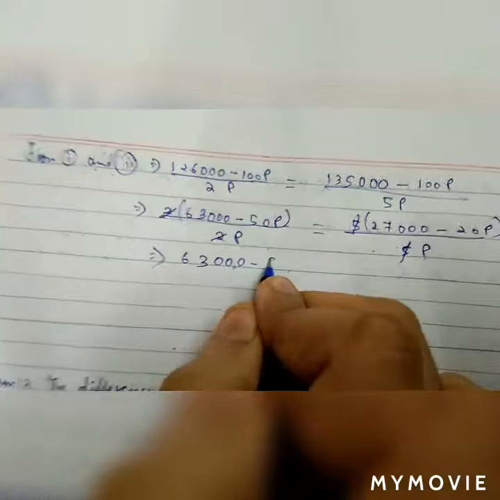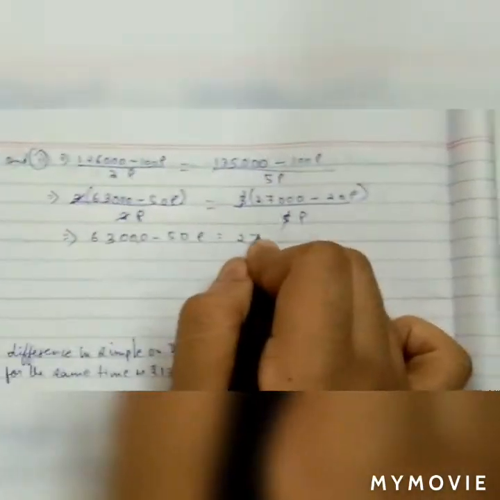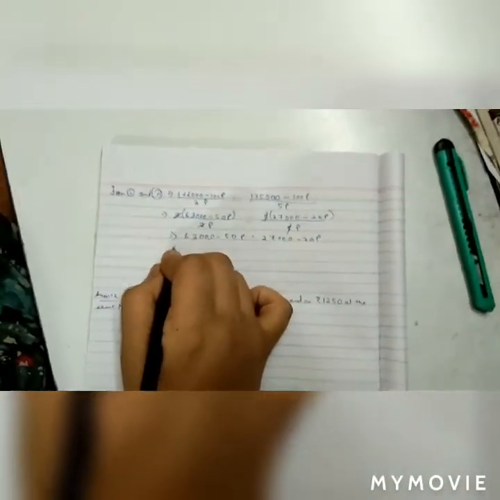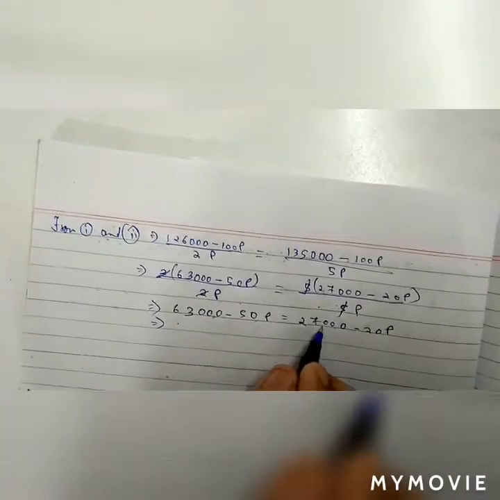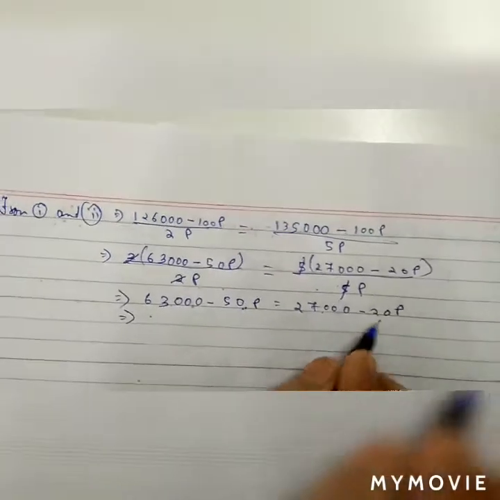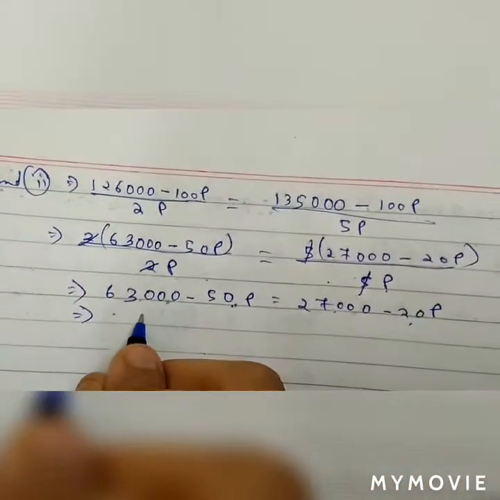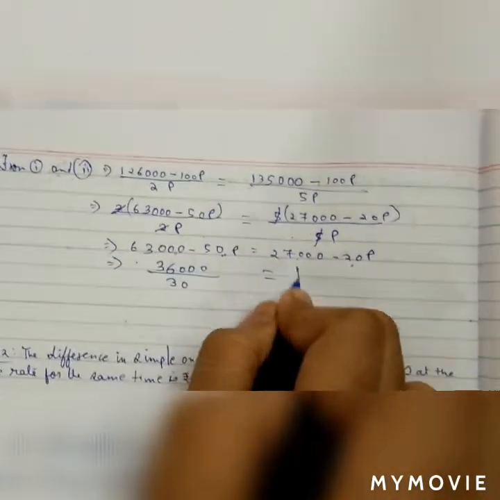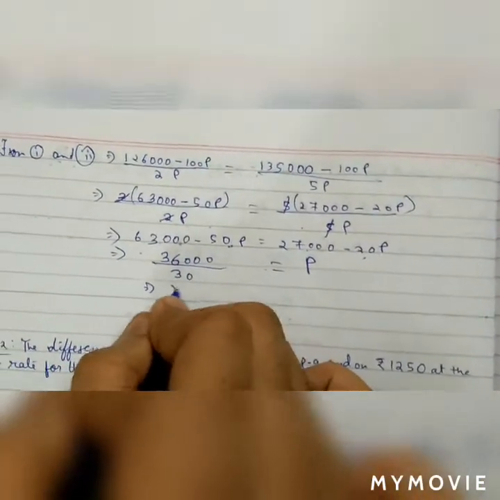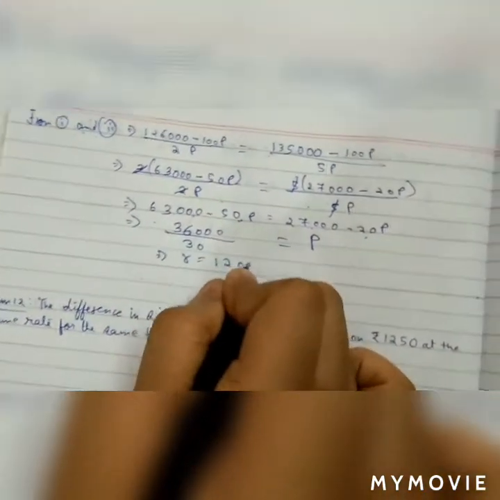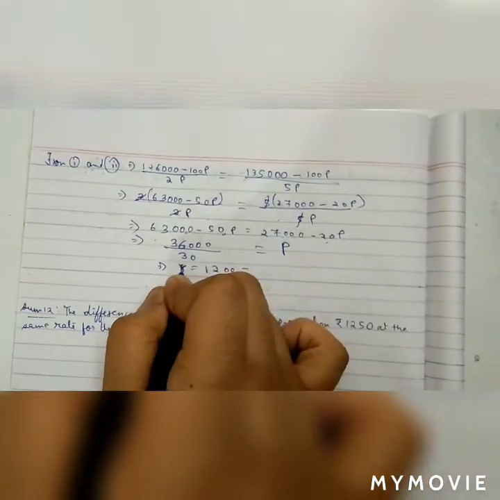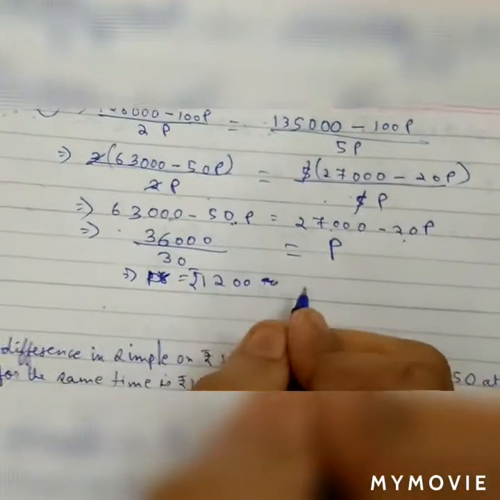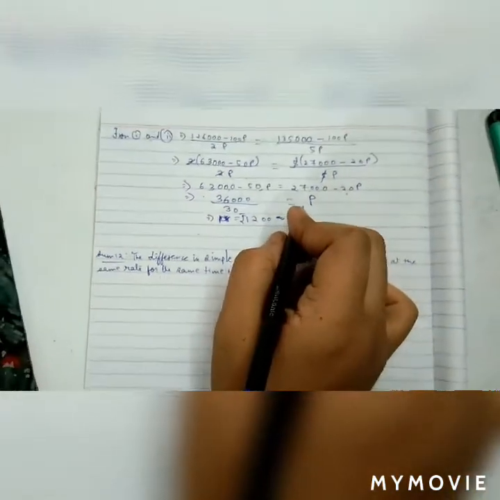63,000 minus 50P equals rupees 27,000 minus 20P. I hope you understand. Now we will take this to this side and this to this side. So we will get 36,000 divided by 30 equals the principal, that is, not R, P, equals rupees 1200.